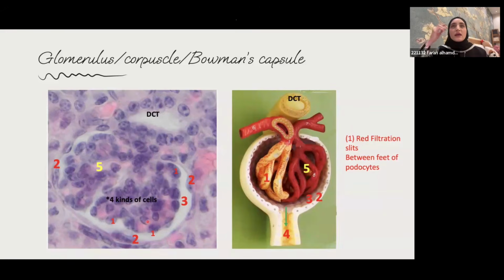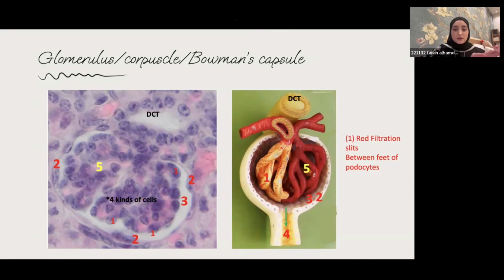So if this is red and capillaries are made up of simple squamous epithelium, right? What are all of these purple circles? These are mesangial cells, okay? These are mesangial cells and podocytes.